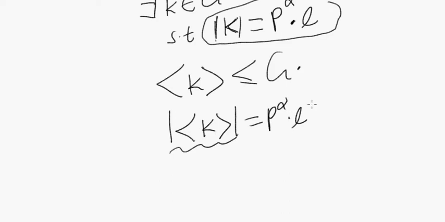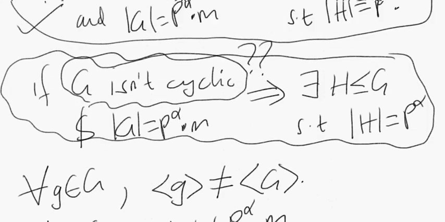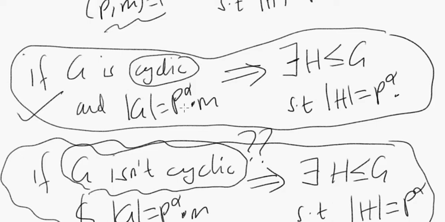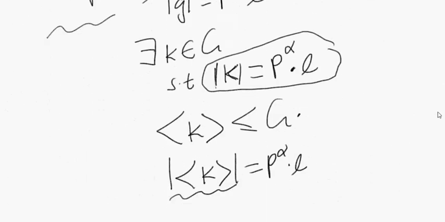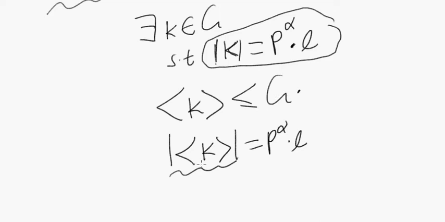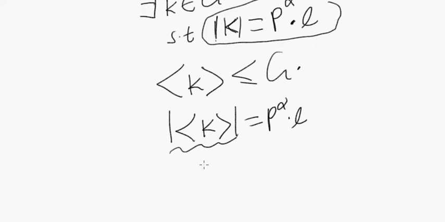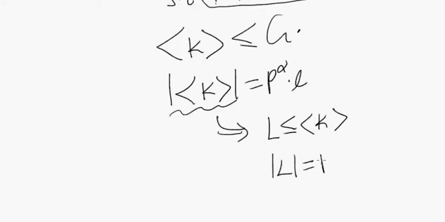Doesn't this allow us to conclude, by the first part we proved before, the first special case, that if a group is cyclic and of the form p to the alpha times m, then there's a subgroup H of the group that has order p to the alpha? So now we found some group generated by k, which happens to be a subgroup of G. Its order is p to the alpha times l, and it is cyclic. Doesn't our theorem then guarantee that there exists some subgroup L of the subgroup generated by k, for which the order of L turns out to be p to the alpha?